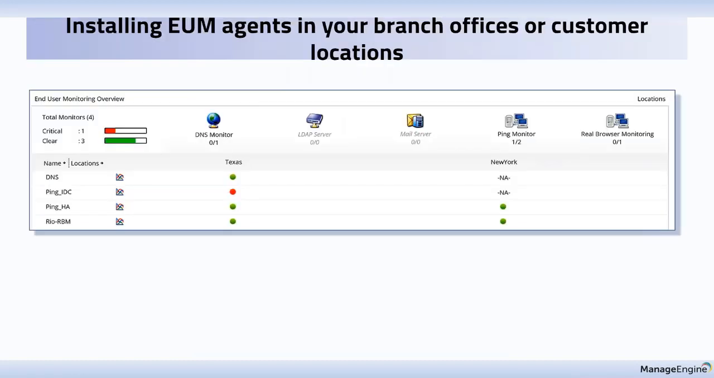These EUM agents can be installed in different locations, as we were talking about. The EUM agent pings the Applications Manager server at a specific time interval and sends the playback content information to the Applications Manager machine. It is executed from the remote location, and the results are passed to Applications Manager. Let's see how we can configure the EUM agent.